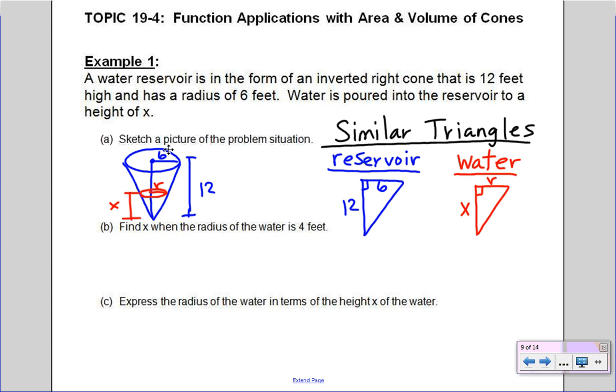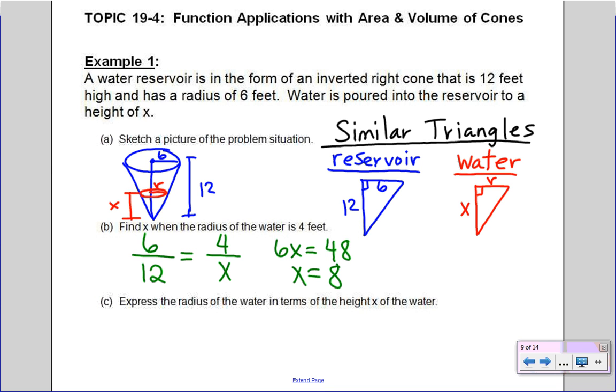B says find x when the radius of the water is 4 feet. So if they're similar triangles, then you can just do a proportion. The radius is 6 when the height is 12 for the container, and for the water, if we know the radius is 4, what would be the height? Of course, just cross multiply or double that, and so we get 8.